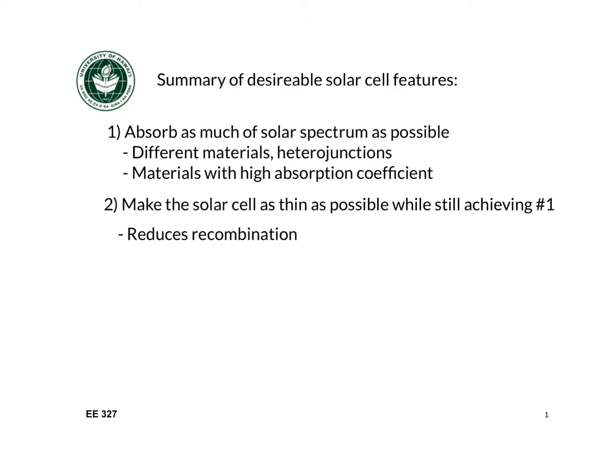Related to that, your recombination will be reduced if your material has a long diffusion length. So that is something that's also desirable. And in order to make the solar cell as thin as possible while still absorbing as much of the solar spectrum as possible, that also is achieved by using materials with a high absorption coefficient. So that point in number one still applies to the second goal that we have.